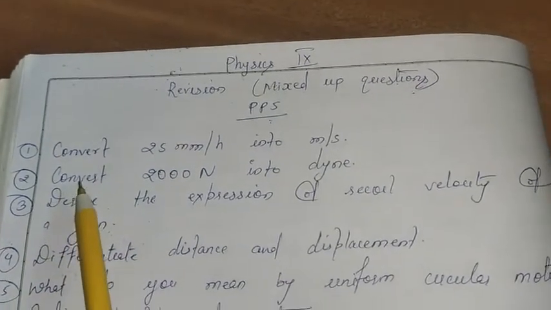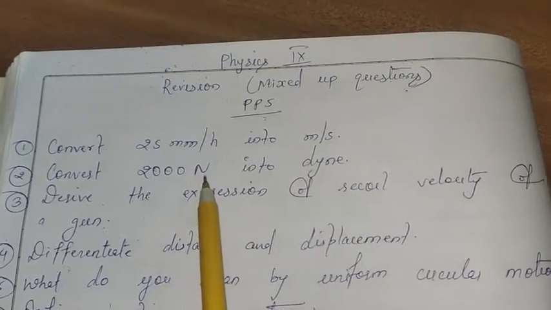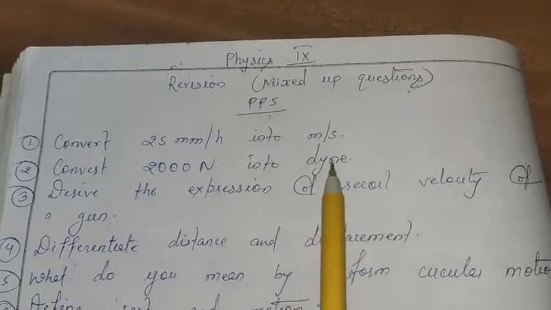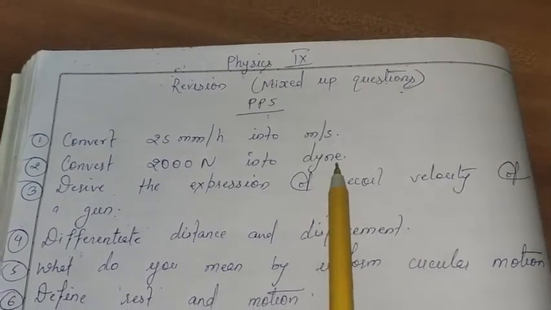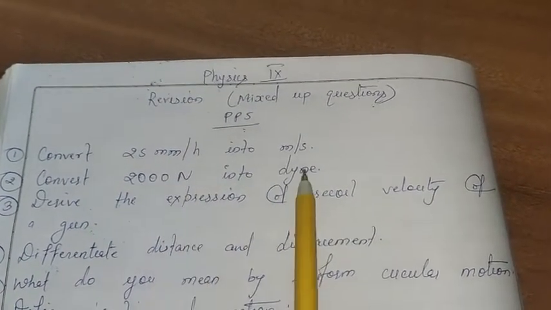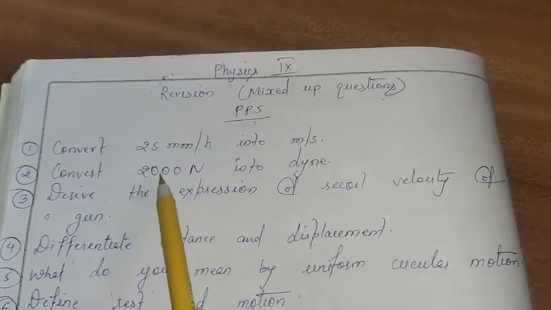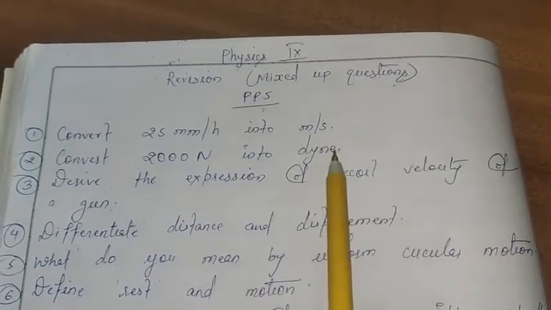Second question, convert 2000 Newton into dyne. Newton is the SI unit of force, dyne is the CGS unit of force, and you must have the formula to convert Newton into dyne. Using that formula, you have to convert this 2000 Newton into dyne.